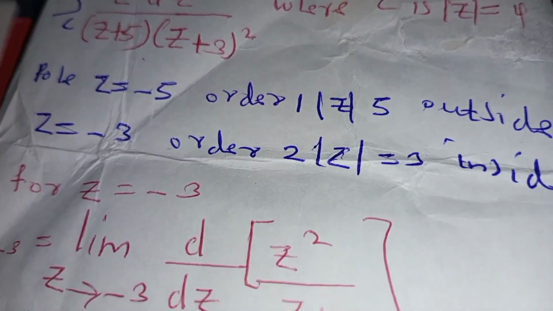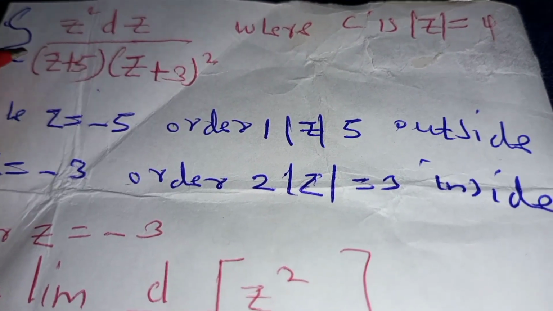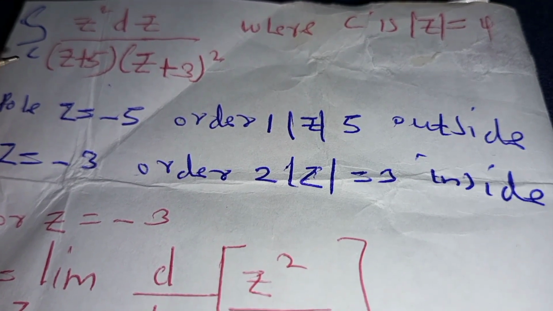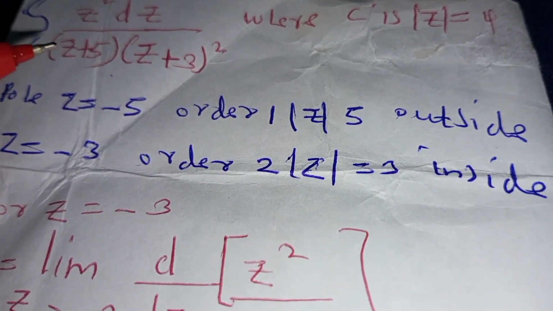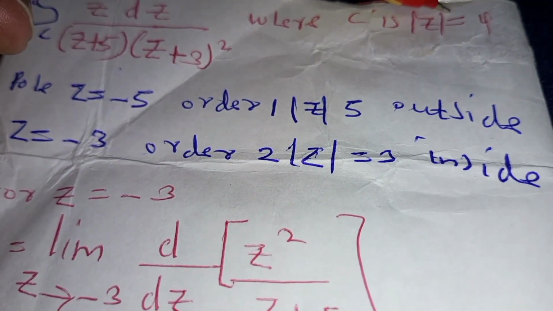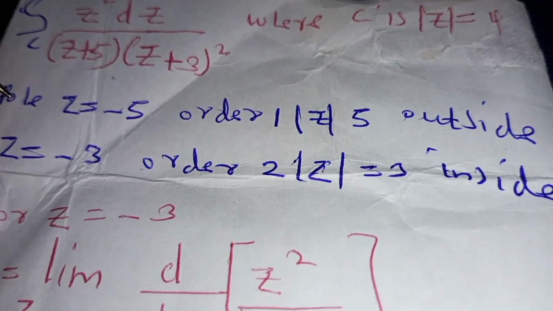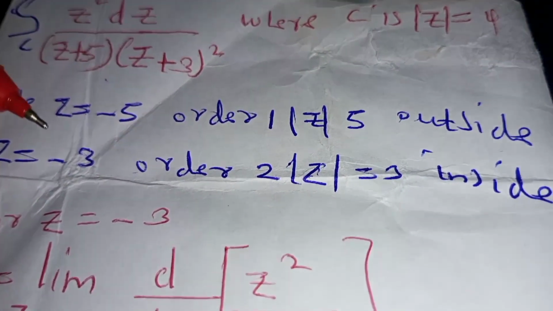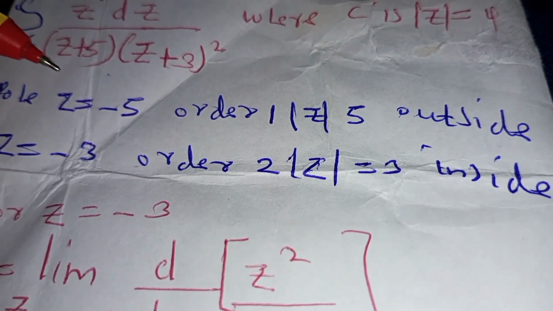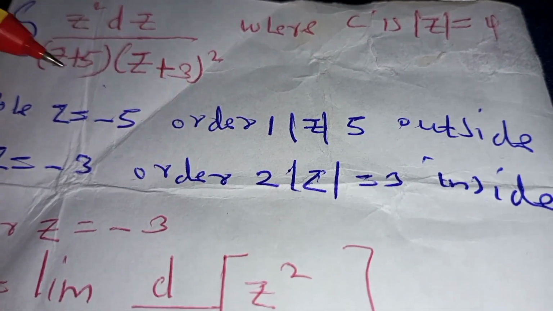Hi my friends, you are going to integrate this complex equation here, where C is a contour along the circle, where modulus of Z is equal to 4. Now, first of all, we identify the poles. One of the poles is at Z is equal to negative 5. Remember, a pole is a point where the function is not defined. When Z is negative 5, this function here is not defined. And the order of this pole is 1.